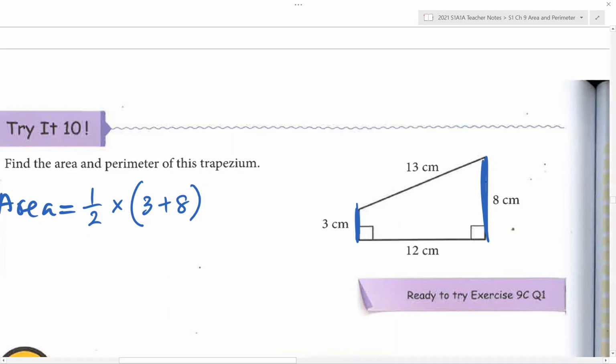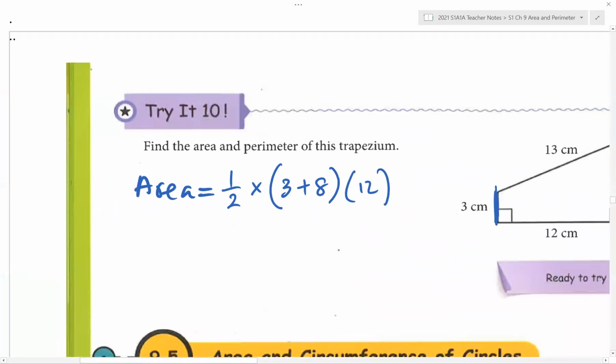So can you see that the formula is applicable over here very easily? Just need to identify parallel sides, add them up. Identify the 90-degree perpendicular height, which is the 12. You got it? Times 12. So this is what we do for area.